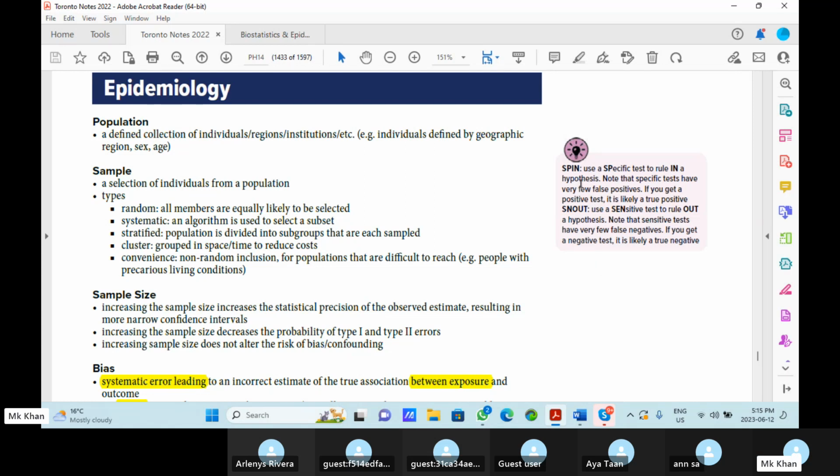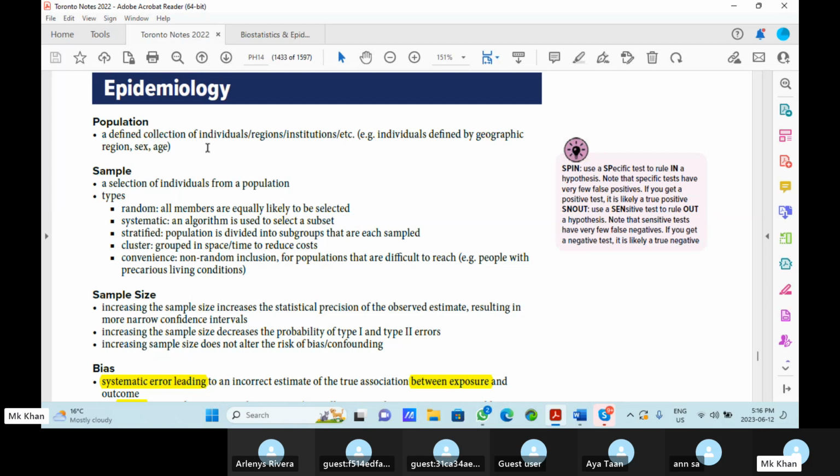Okay. And then for the specificity, the abbreviation is SPIN. If the specific test is positive, then it rules in the disease. So basically that's what SPIN is. If the test is positive, it means the patient has the disease. So a specific test to rule in a hypothesis. Note that a specific test has very few false positives. If you get a positive test, it is likely a true positive. So a specific test is specific for the disease and it rules in the disease, and a sensitive test rules out the disease, whoever is negative, it kind of rules out.